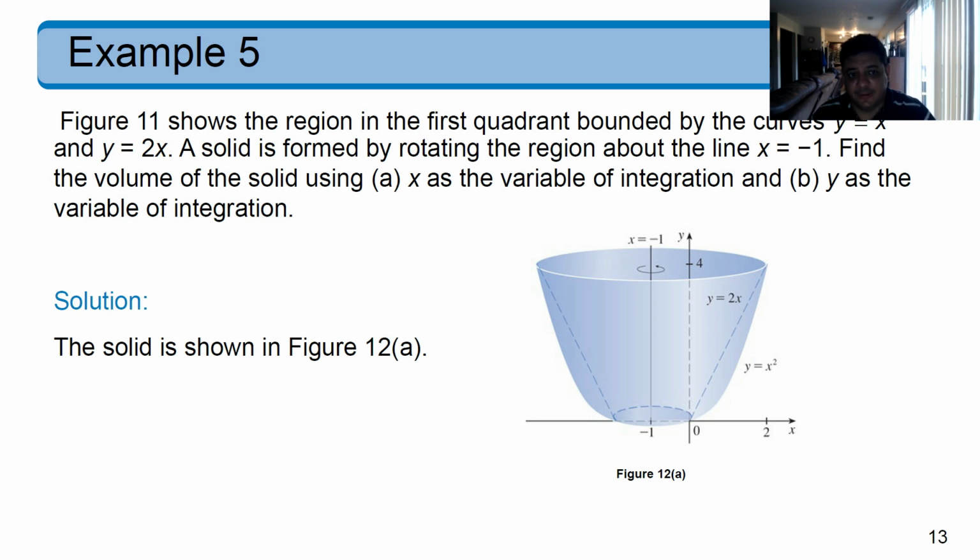Now, for the following example, we have the bounded figure in the first quadrant between the curves x squared and 2x. A solid is going to be formed on that region by rotating about the line x equals -1. So notice here we're changing the axis of revolution. It's not going to be the y-axis anymore. It's going to be x equals -1. We're going to find the volume of the solid by the two methods. So this is the situation. We have the function y equals 2x, which is this line, and the function y equals x squared. This is producing this solid, and we're rotating around x equals -1.